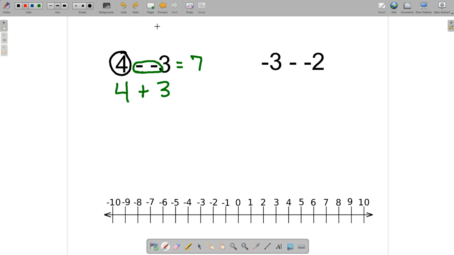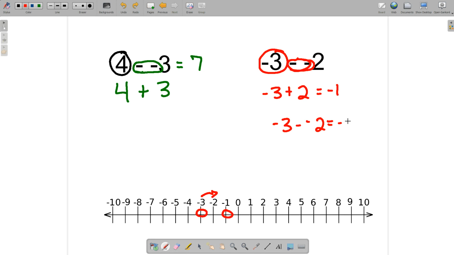So the problem on the right, similar but not the same. Start at -3. The two numbers in between are both negative here. So we end up doing -3 plus 2. So we go to the right 2, 1, 2, and we end at -1. So -3 minus -2 is equal to -1.